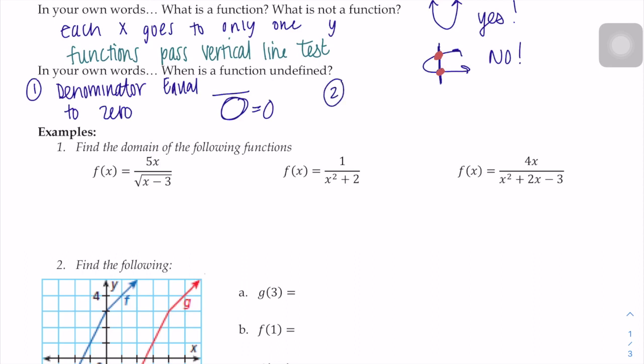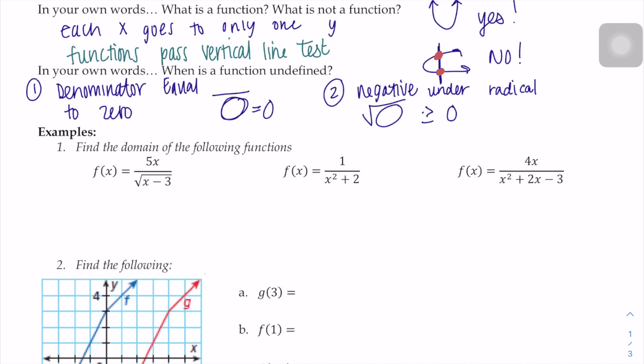The other time that we have a function that's undefined is when we have a negative in the square root. So underneath your radical, you would have a square root. Negative under the radical. Okay? It's got to be greater than or equal to 0. You can have a radical that's equal to 0, right? But you can't have a negative number inside of that radical. So we would need it to be greater than or equal to 0.